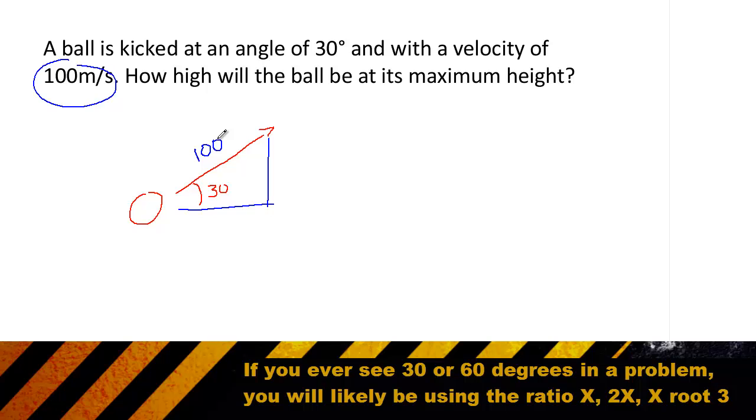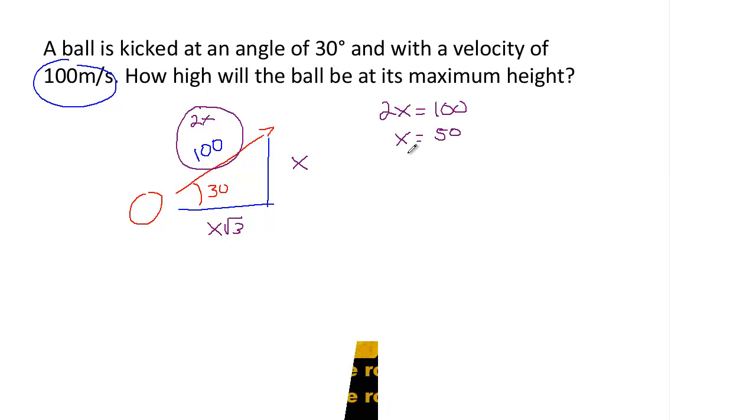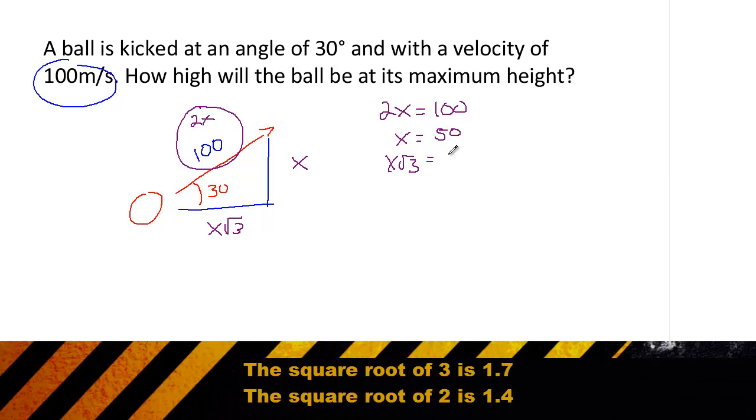Since we know we're dealing with a 30, 60, 90, we know the ratio of our sides are 1 to 2 to square root of 3. Or, to make my math a little bit simpler, I can write it as x, 2x, or x root 3. Now we can see that my 2x side is actually 100. So I could write the equation that 2x is equal to 100. So x must be equal to 50, and x root 3 is actually equal to 50 root 3. You should also memorize that root 3 is roughly equal to 1.7. So 50 root 3 is approximately equal to 85.